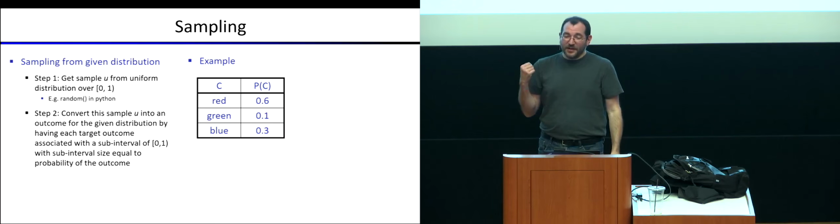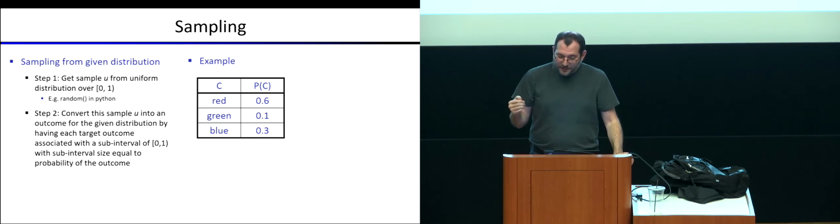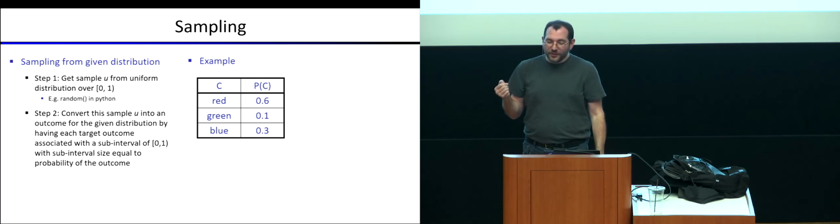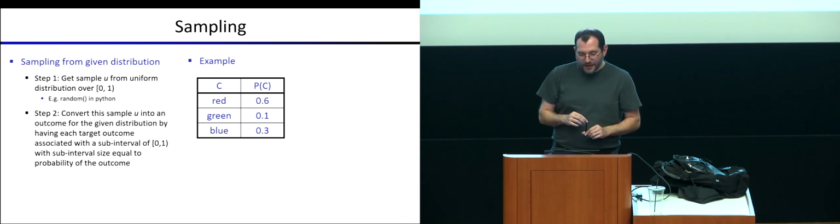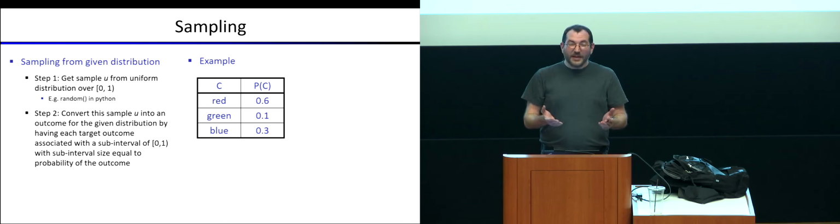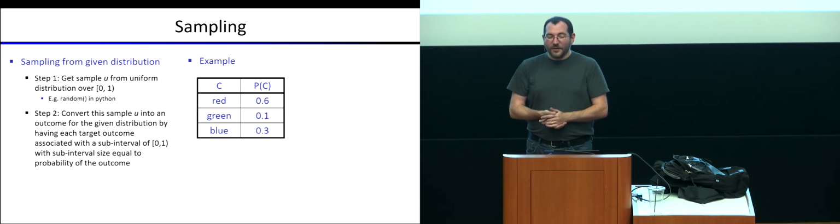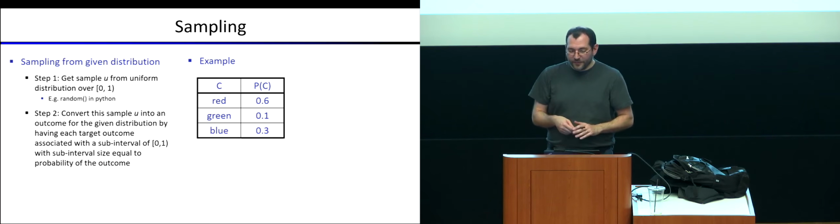So I'm going to flip some kind of coin, conceptually a three-sided coin that says red, green, and blue, where the red side comes up 60% of the time and the green side comes up 10% of the time and so on. But how am I going to get this coin? How am I going to actually get this single sample? Well, what I'm going to do is manufacture a sample over this distribution from a primitive sampling distribution over, say, the real interval from 0 to 1.